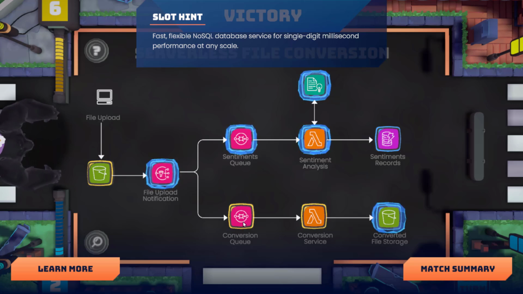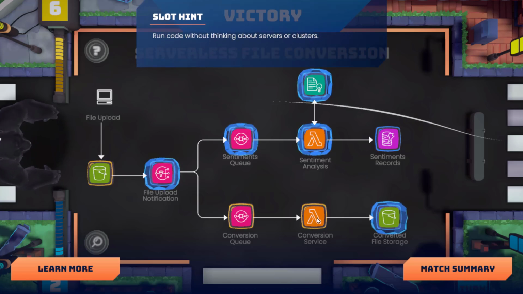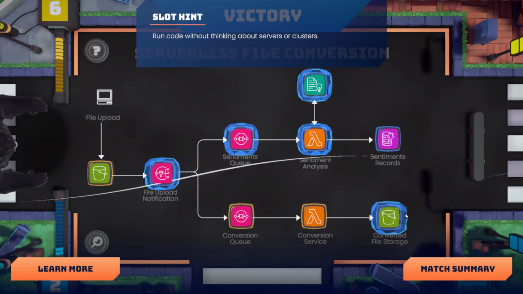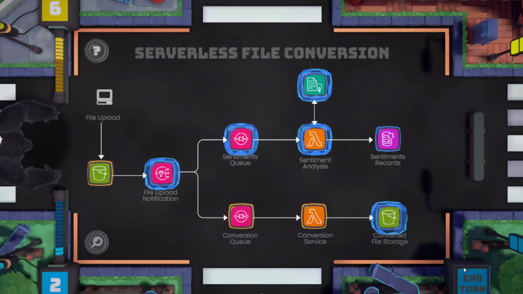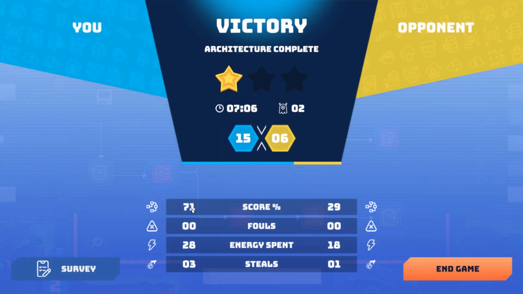And in this second flow, SQS is going to send it to Lambda, and Lambda is going to do the conversion, and then the converted file is stored in S3. So let's hit the summary. Again, 2 times I hit 71, so 3 stars definitely.